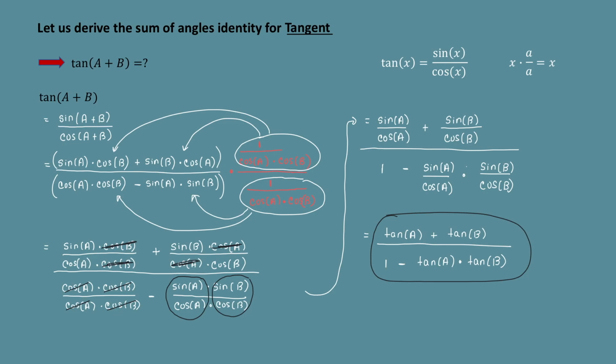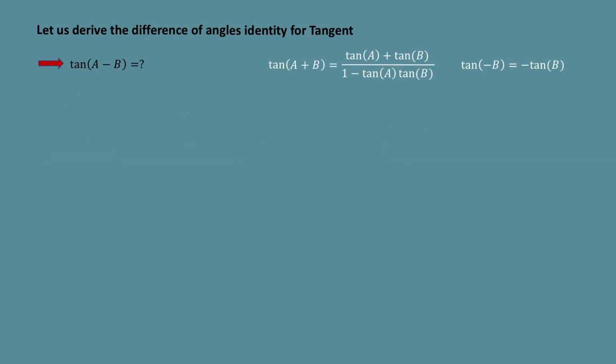Now let's go ahead and derive the identity for the tangent of A minus B. Now, here I have again the identity that we just derived, the tangent of A plus B. And I'm reminding you again what it means for tangent to be odd, because we're going to use both of these results in the derivation of this new identity.